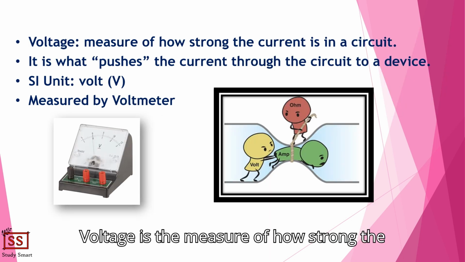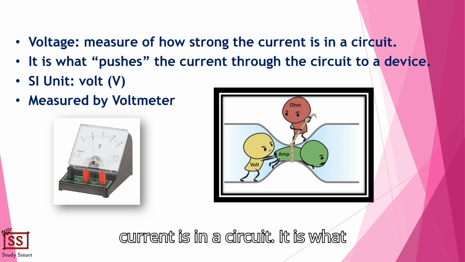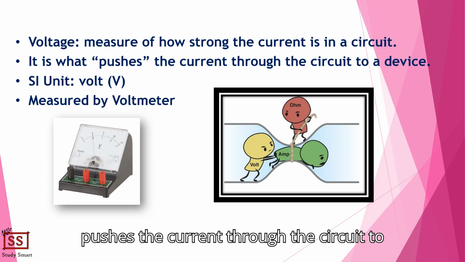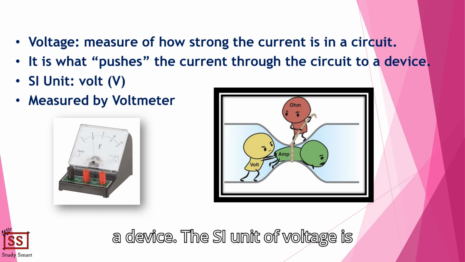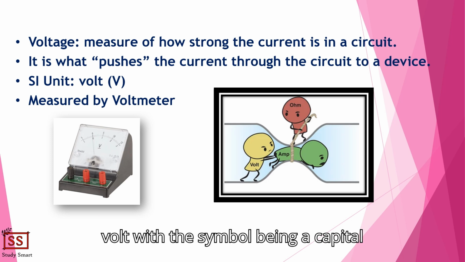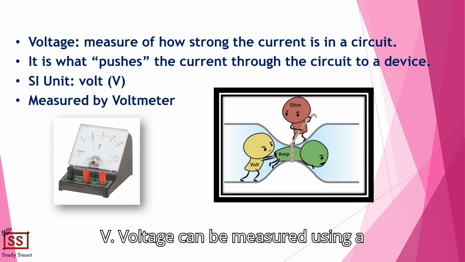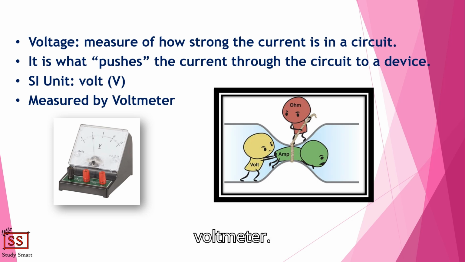Voltage is the measure of how strong the current is in a circuit. It is what pushes the current through the circuit to a device. The SI unit of voltage is the volt, with the symbol being a capital V. Voltage can be measured using a voltmeter.